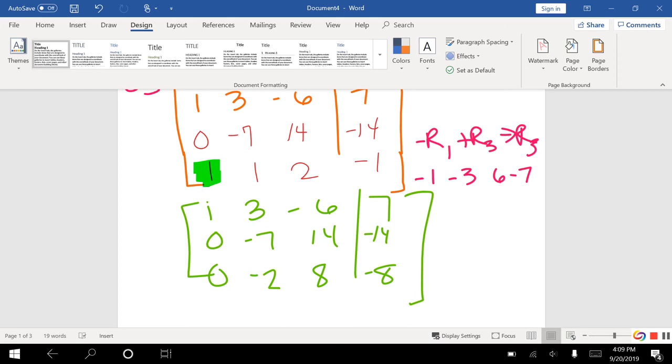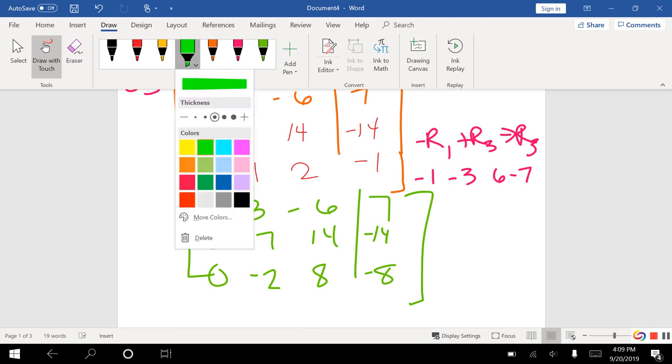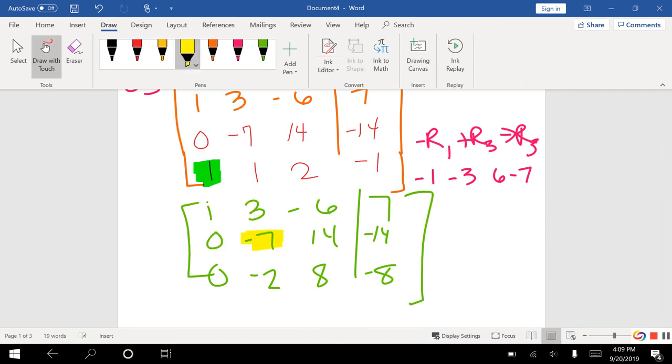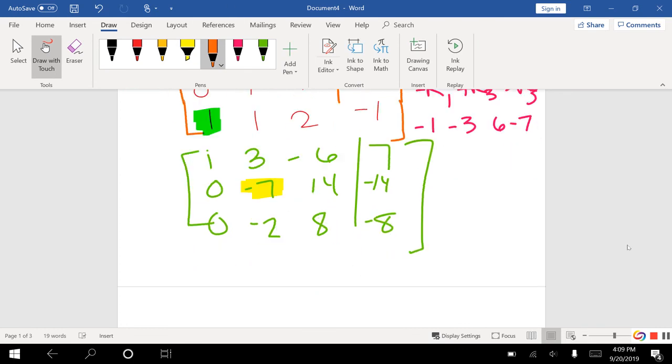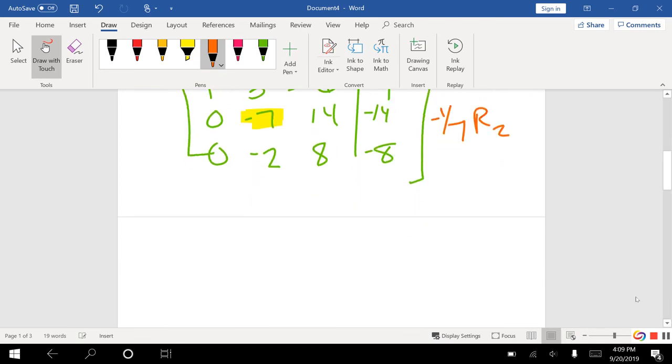Now I've got to decide, do I want to try to get rid of a number? I think what I'm going to try to do next is focus on getting rid of this, because I have 0. So this seems like a good step at this point, it kind of cleans some up. So I'm going to do negative 1/7 times row 2.